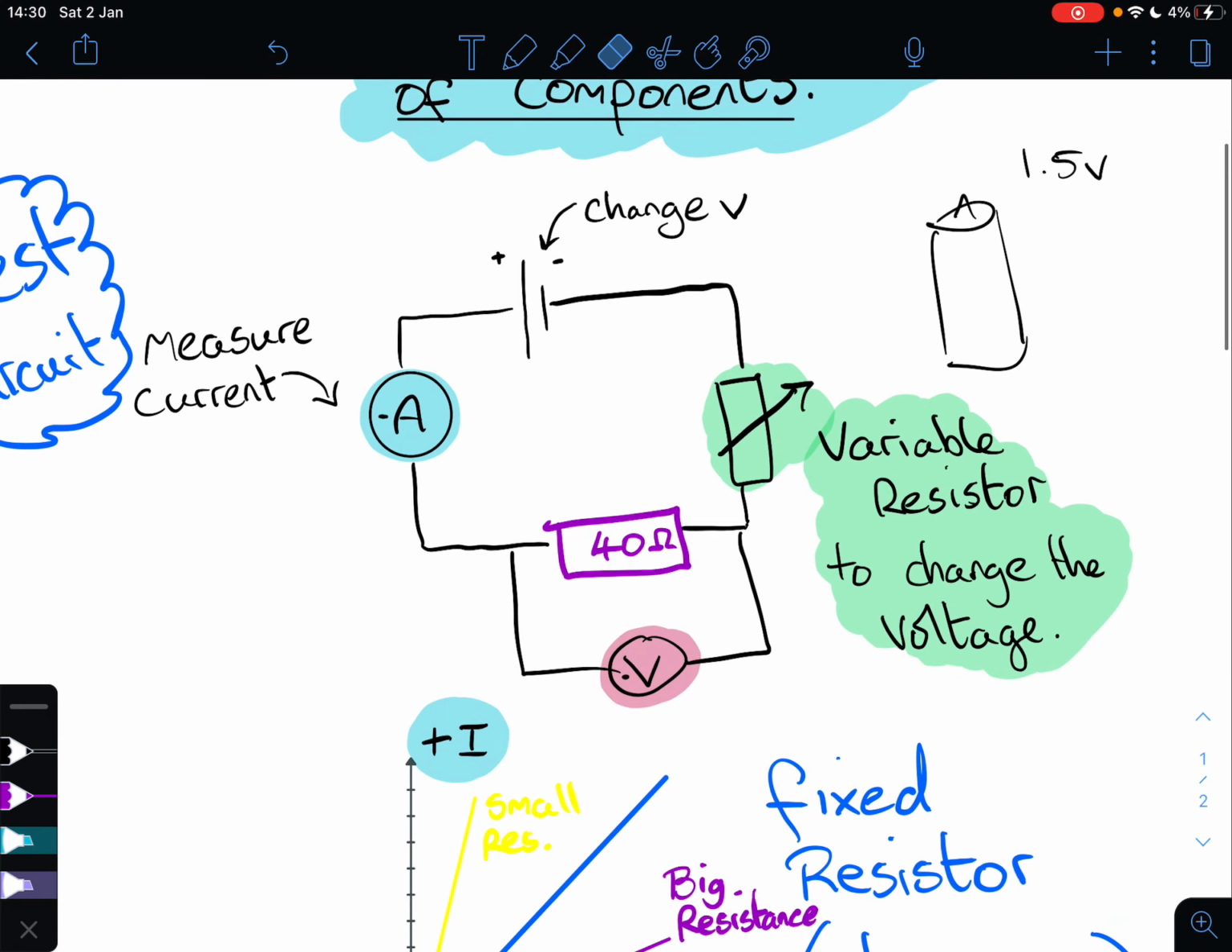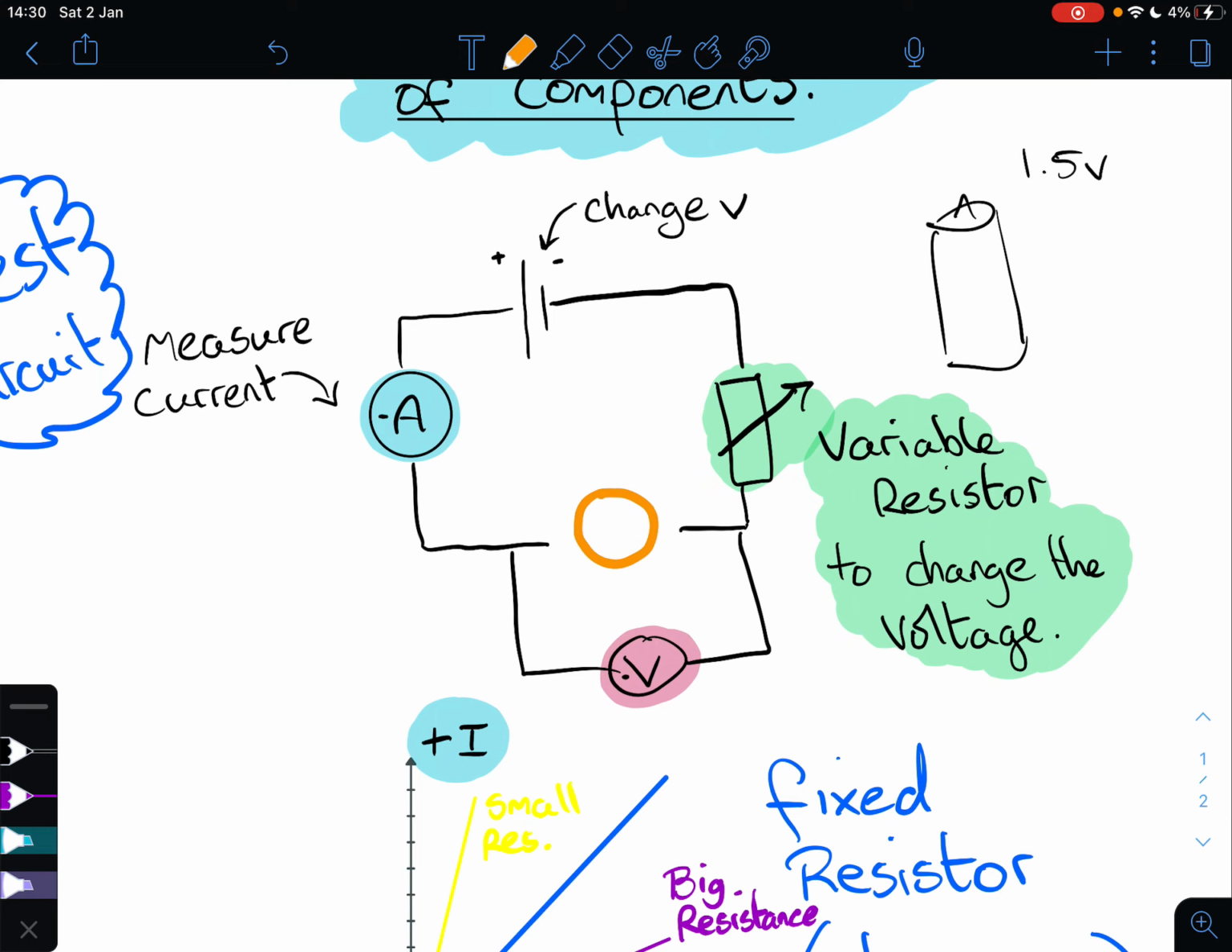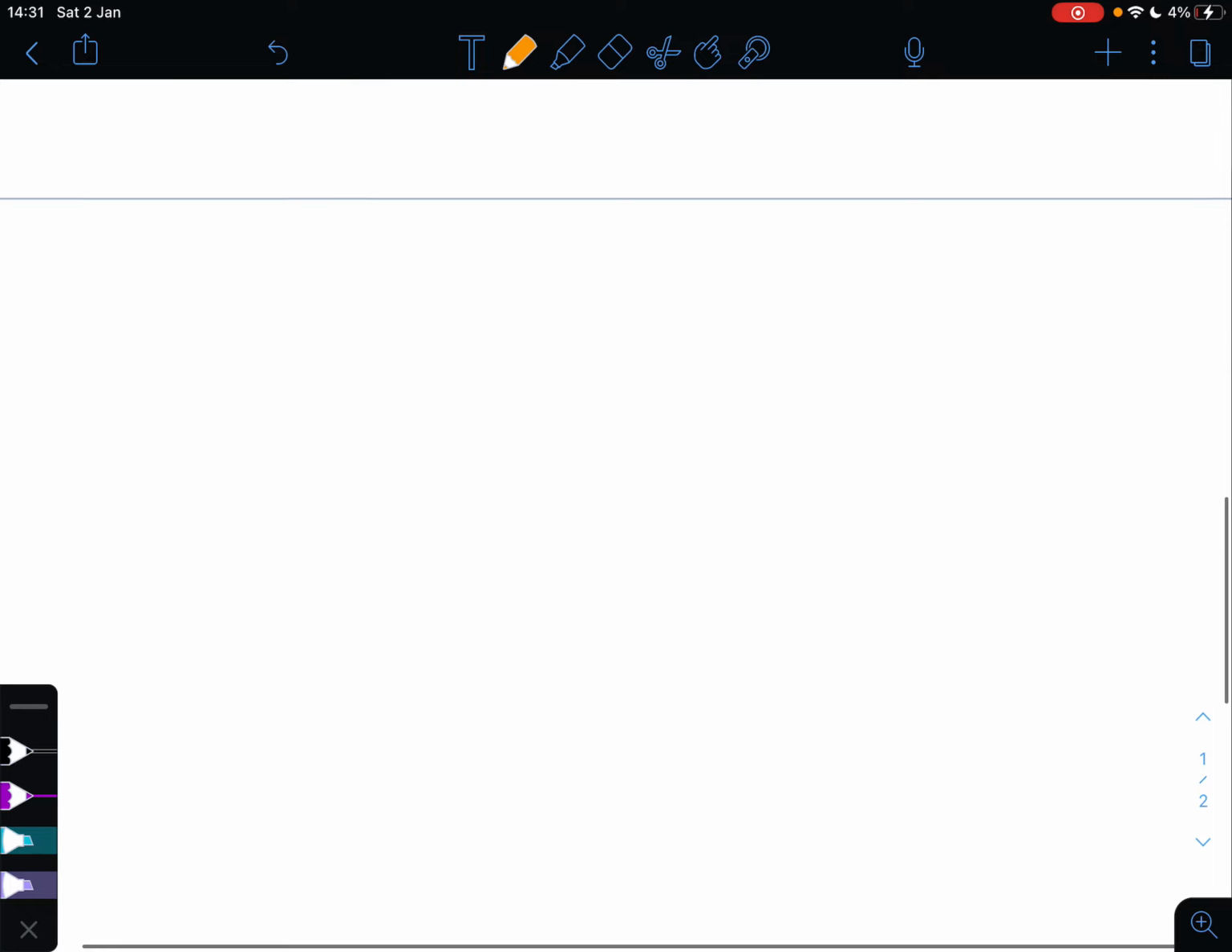We're going to take this one out. I'm going to get rid of that. And we're going to put something more familiar. I'll go with orange because they make light. And I'll put a cross through it, and we've got ourselves a light bulb. So I wonder what the graph will look like for that. So we draw it again. I'll go to a clean page.